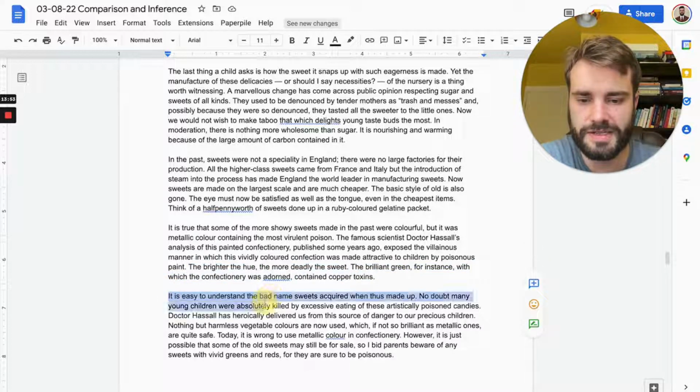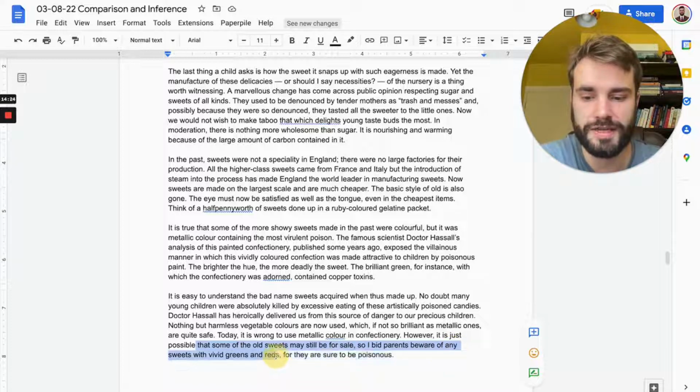It is easy to understand the bad name sweets acquired when thus made up. No doubt many young children were absolutely killed by excessive eating of these artistically poisoned candies. Dr. Hassel has heroically delivered us from this source of danger to our precious children. Nothing but harmless vegetable colours are now used, which, if not so brilliant as metallic ones, are quite safe. Today, it is wrong to use metallic colour in confectionery. However, it is just possible that some of the old sweets may still be for sale, so I bid parents beware of any sweets with vivid reds and greens, for they are sure to be poisonous.